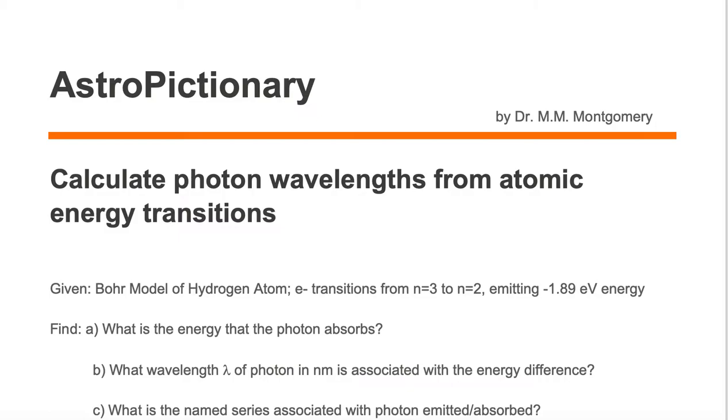In this video, we're going to calculate photon wavelengths from atomic energy transitions. We're given the Bohr model of the hydrogen atom, and an electron transitions from n equal to 3 to n equal to 2, emitting minus 1.89 eV of energy.